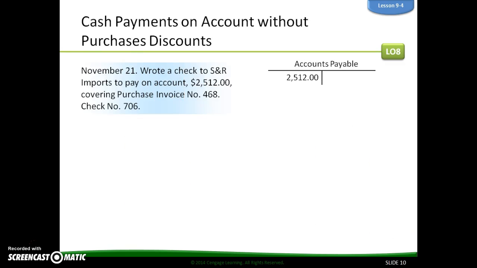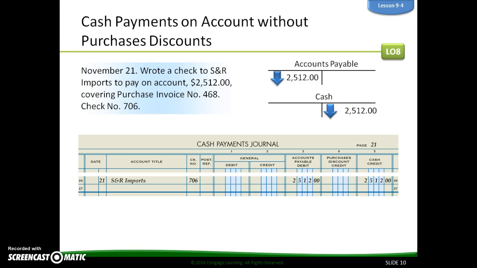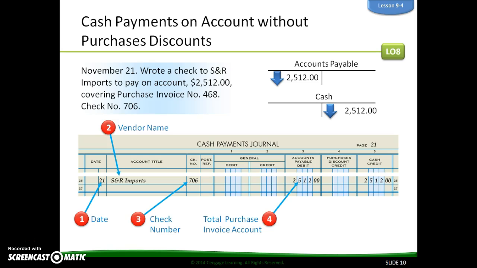All right, here's another example. We're writing check number 706 on invoice 468. We're going to go ahead and pay $2,512. So my accounts payable is going to decrease. That's my debit. I'm going to credit my cash for $2,512 as well. In this case, you see that there's no discount for paying early. So S&R Imports, check 706, I'm just going to debit accounts payable and credit cash.